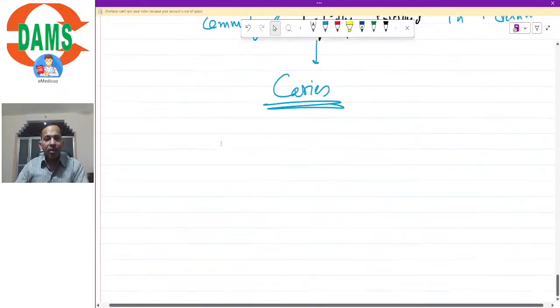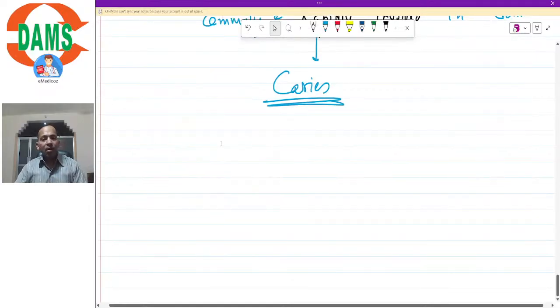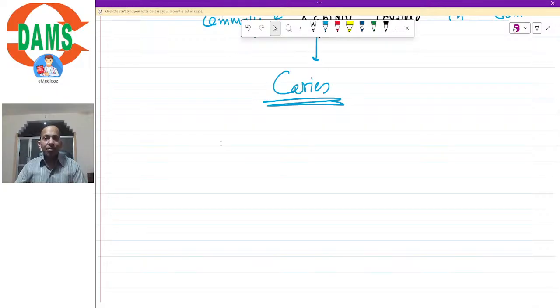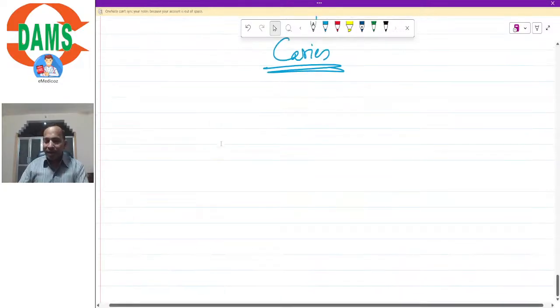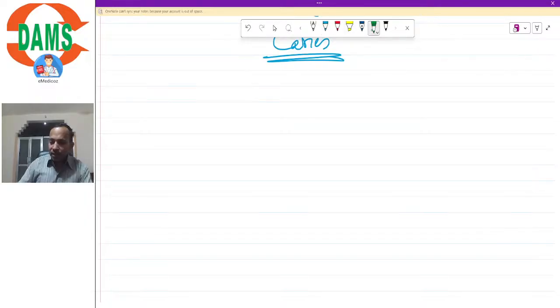So the thickness of dentine is less in primary, it is more in permanent, and same as enamel, they are less mineralized in primary, more mineralized in permanent. So dentine is less mineralized in primaries. So mineralization same as enamel.